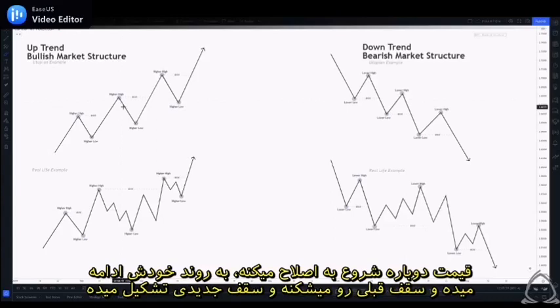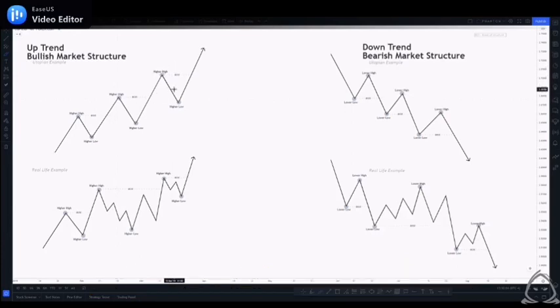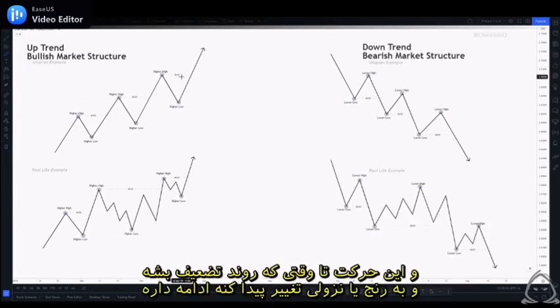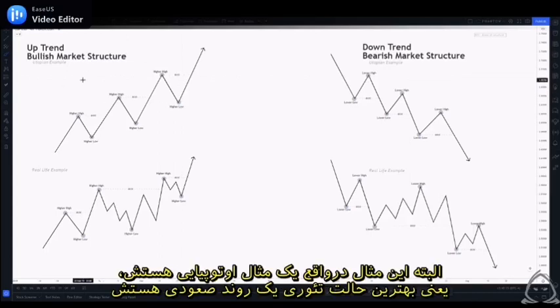Price then retraces or corrects back to the downside and then moves back to the upside, breaking the previous higher high, creating a new higher high. And this will continue to happen over and over again until a trend is exhausted and either begins to range or switch to a downtrend. Now, of course, this example is more of a utopian example. And what that means is this is the textbook picture perfect bull trend.